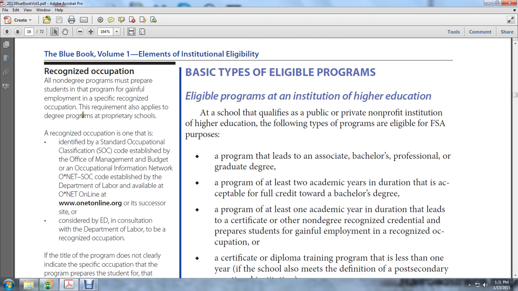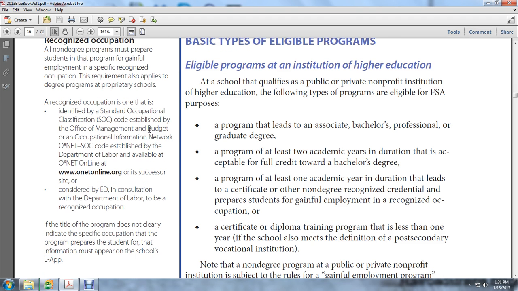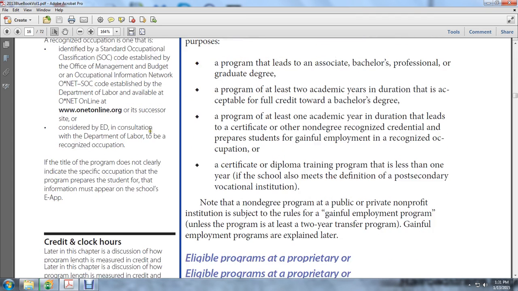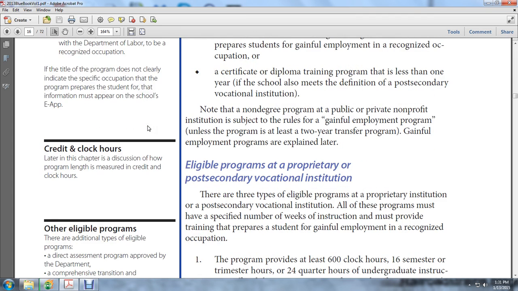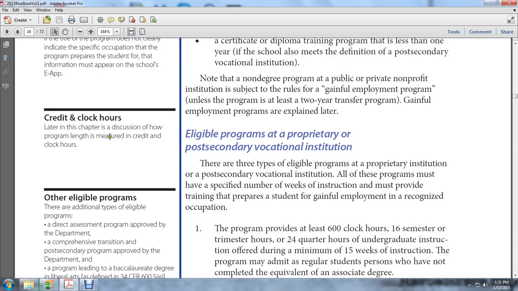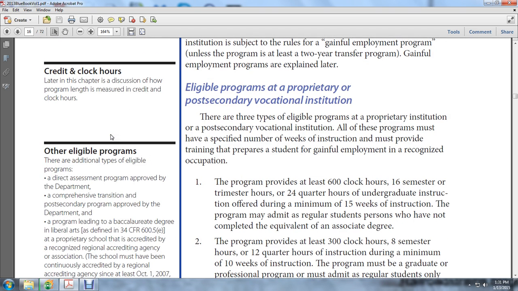If the title of the program does not clearly identify the special application the program prepares the student for, the information must appear for the schools of EAPS. Credit and clock hours: later in the chapter, there is a discussion of how program length is measured in credit and clock hours. Other eligible programs: the additional types of eligible programs.